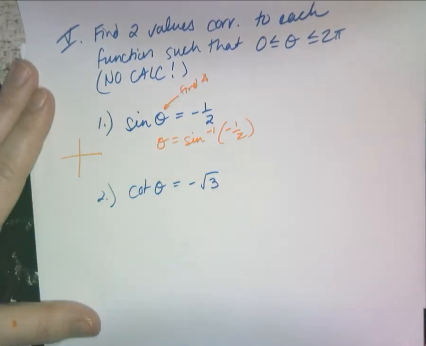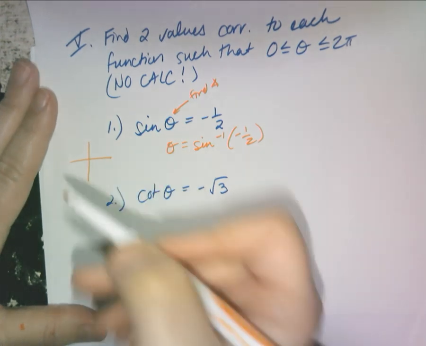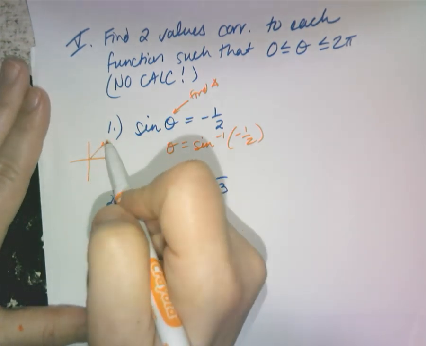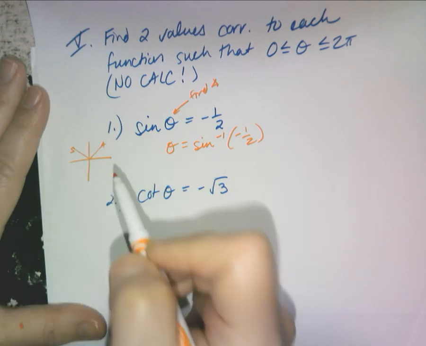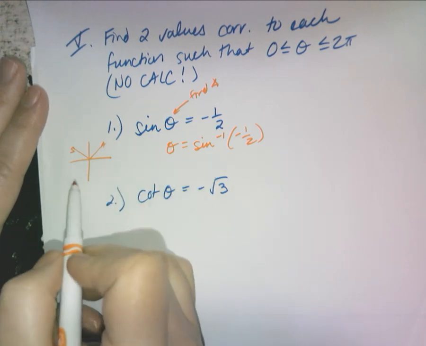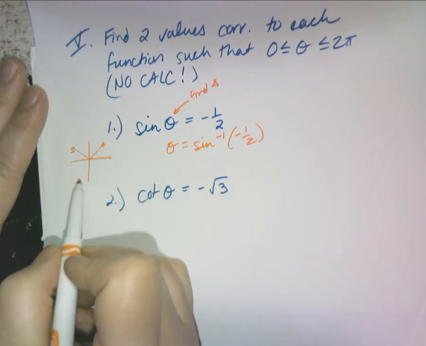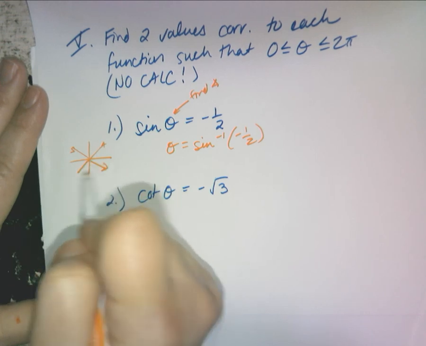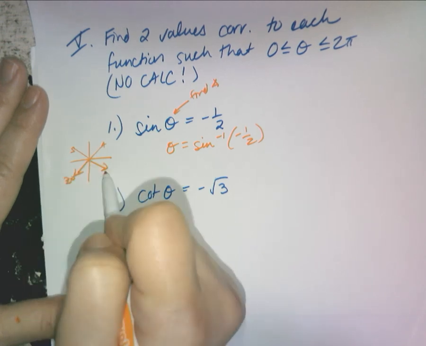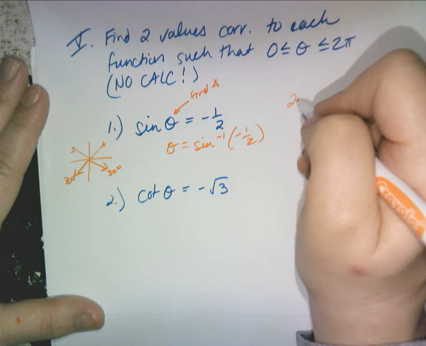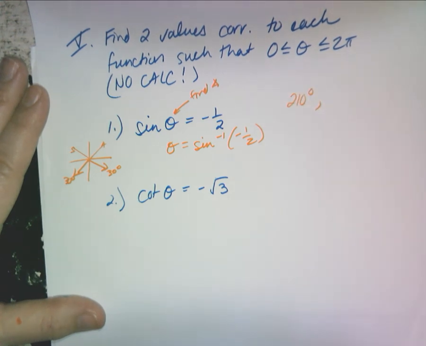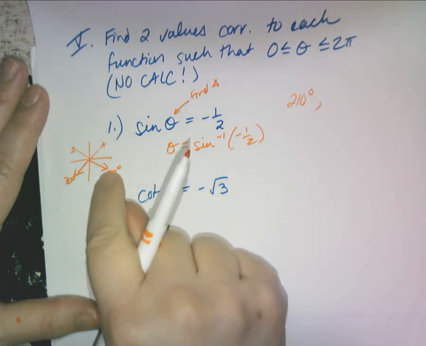Think about it with me over here. I know if it was positive 30, it'd be up here. That's where all students are, and sine is positive here. That's 30 degrees. But I need it to be negative. So that means it's in quadrant 3 and 4, right? What are the 30 degrees in quadrant 3 and quadrant 4? What is the 30 degree here? 210. What did you do? 180 plus 30 is 210. So there's one. What's the 30-degree angle in quadrant 4?